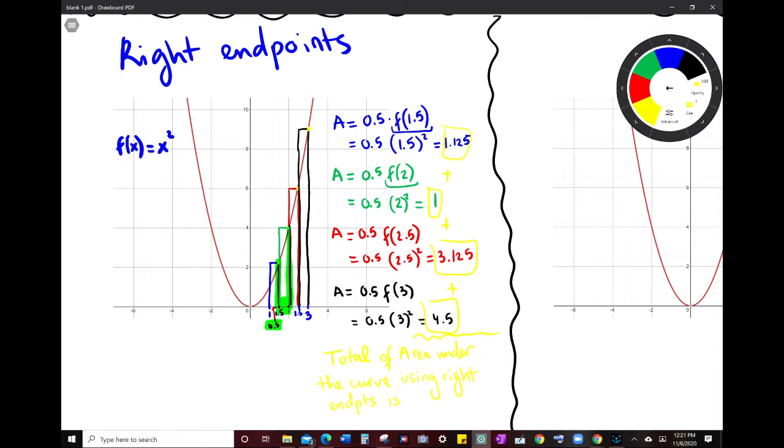The total is 9.75, and I'll try to do it one more time. So always double check your calculation. 1.125 plus 1 plus 3.125 plus 4.5, 9.75. Yeah. So the total is 9.75.